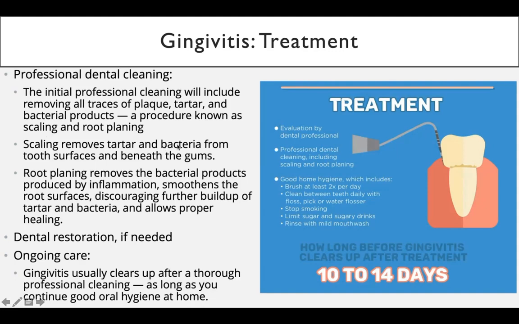Scaling removes tartar and bacteria from tooth surfaces and beneath the gums, whereas root planing removes the bacterial products produced by inflammation, smoothens the root surfaces of the teeth, discouraging further build-up of tartar and bacteria, and allows proper healing. So scaling removes tartar and bacteria from the tooth surface, and root planing works toward the deep side, and it avoids further build-up of tartar and bacteria and allows proper healing. So pockets will be healed.